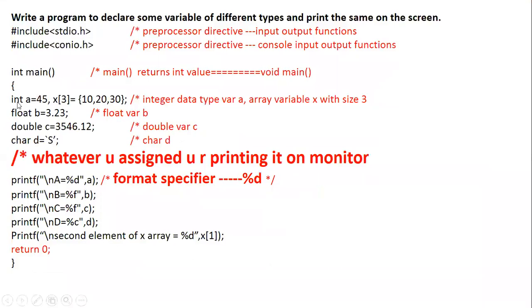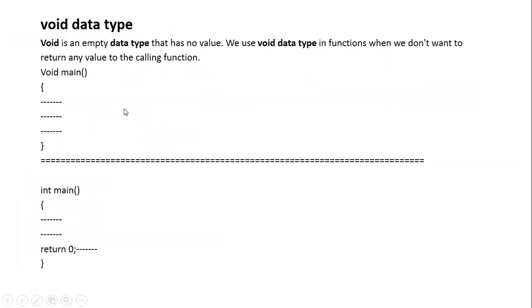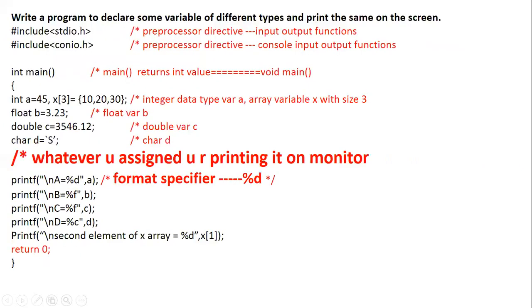You can declare the variables and initialize them at the time of declaration. Look at the board here. Integer a is equal to 45: a is a variable with the integer data type and having value 45. X of 3 is a variable of array data type, which has the elements 10, 20, 30. These elements can be represented in brace brackets in this way.